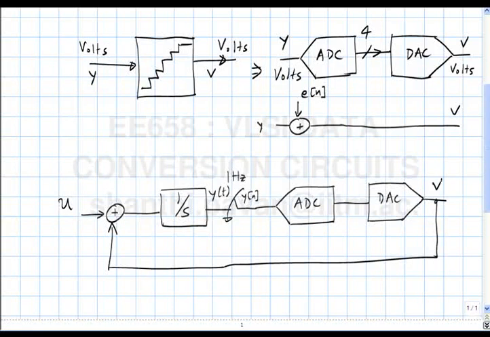So this is Y, this is V of n, V of t actually, right? Because this is continuous time, the DAC converts a discrete time output into a continuous time output. All right. So which is the output of your delta sigma modulator? The output of the ADC. Why? Why can't I take the output V of t?